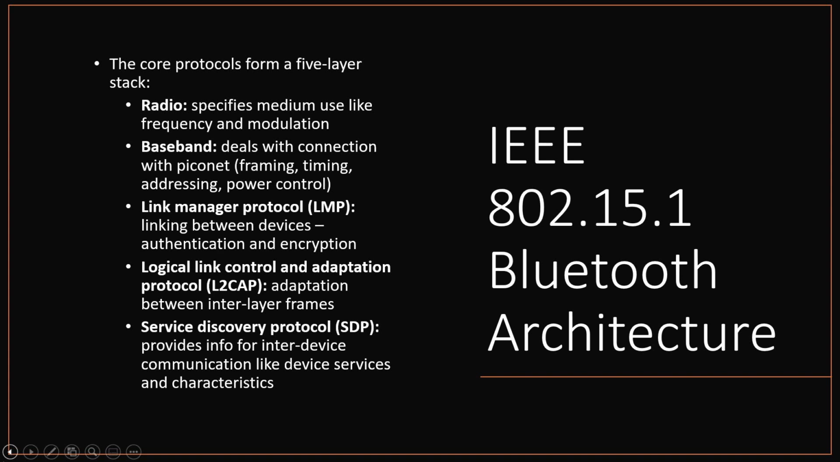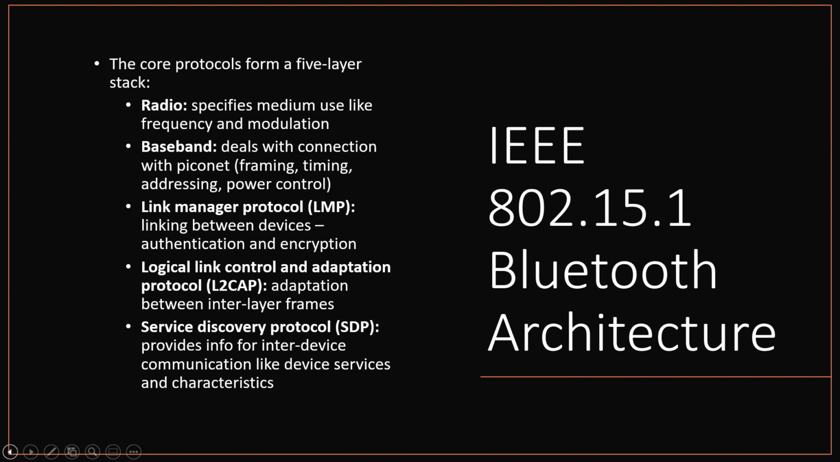So whenever you're sending the message to a device, what address will that device be representing itself by, and the power control also. So the amount of power that you'll be using when you are sending a signal or receiving a signal. So the link manager protocol, or LMP, is concerned with linking between devices. So it's not the same as baseband. The baseband is more related to the physical layer, while the link manager protocol is related to the data link layer, and it deals with the authentication and encryption of the messages that are being used to communicate.